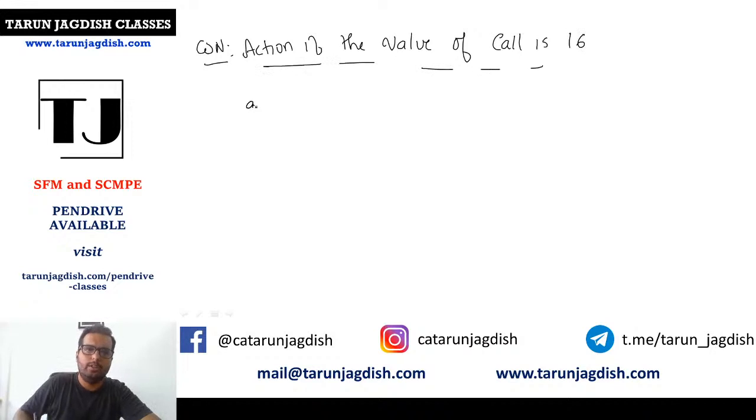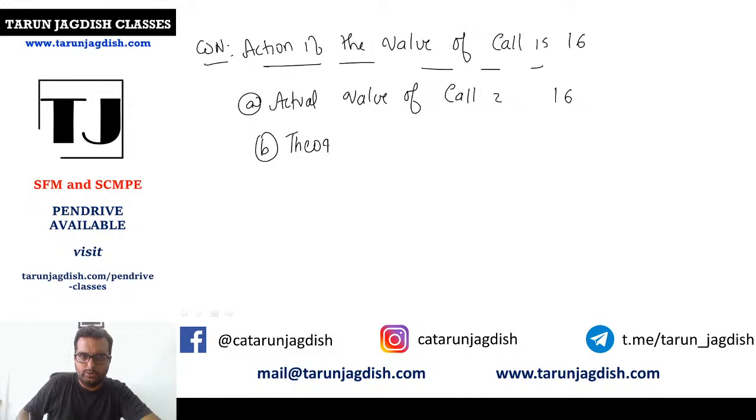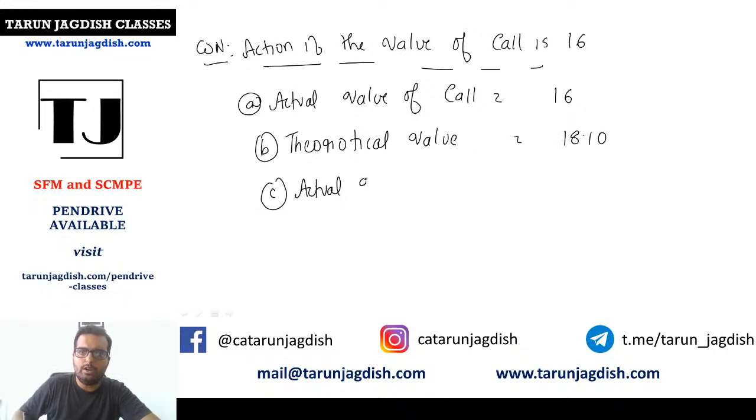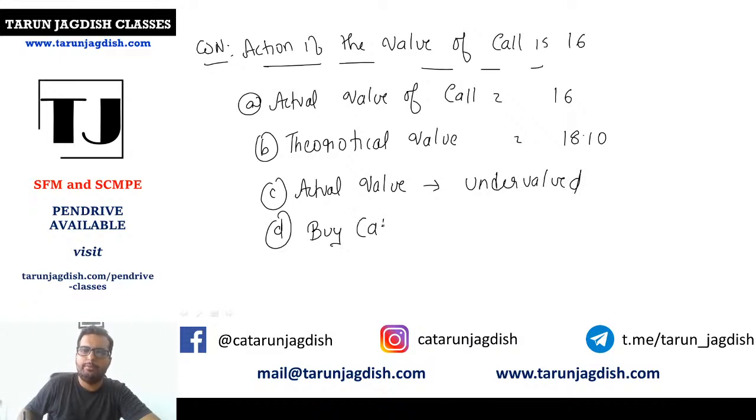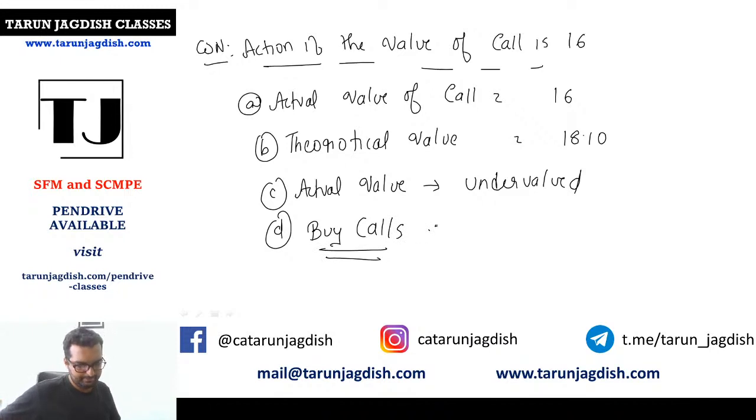16. Now listen, what is the actual value of call? 16. What is the theoretical value that we got using Black-Scholes model? Have we got it as 18.1? So the actual value, is it lower or higher? It is lower, means can I say that the actual value is actually undervalued? Very soon the price will go up. So what am I supposed to do? I am supposed to buy calls. Can you write down this also and finish it off?